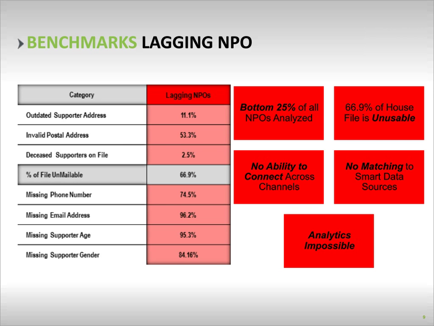Missing email addresses on 96% of their file. Missing demographic information, for age information, on 95% of the file. Gender, it's 84% of the file. Really struggling overall in terms of any form of data hygiene.